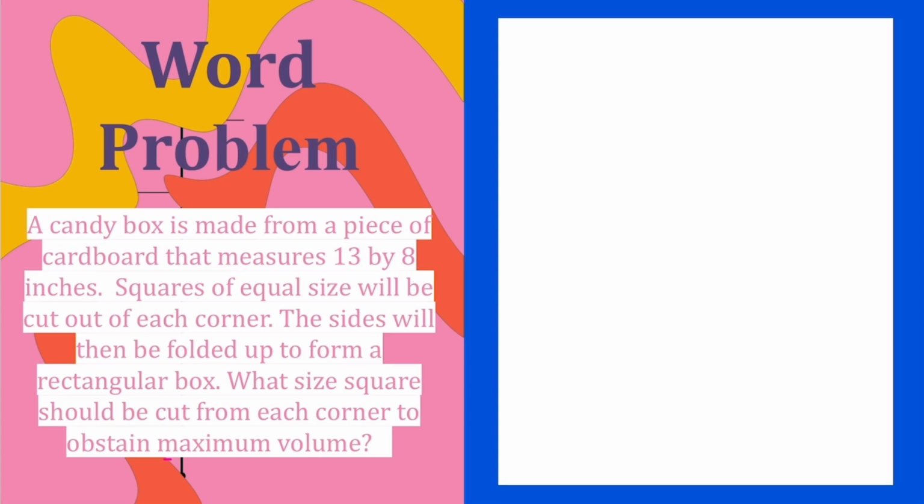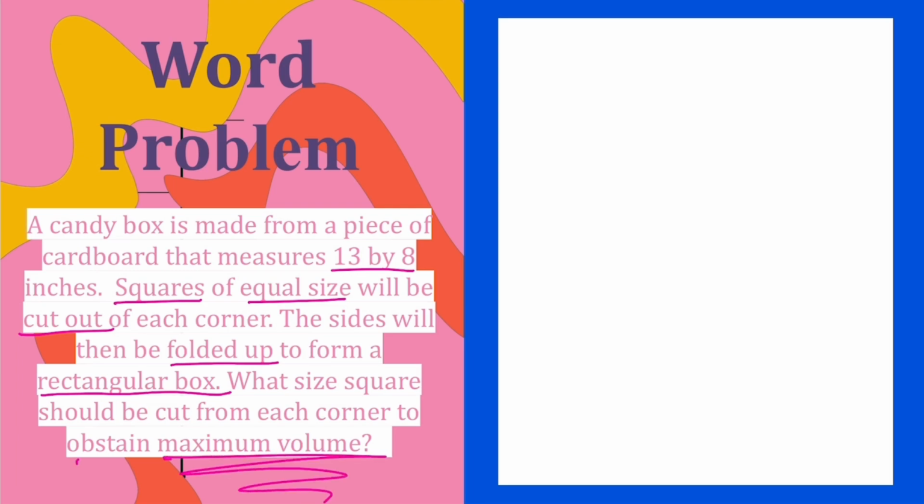A candy box is made from a piece of cardboard that measures 13 by 8 inches. Squares of equal size will be cut out of each corner. The sides will then be folded to form a rectangular box. What size square should be cut from each corner to obtain maximum volume?